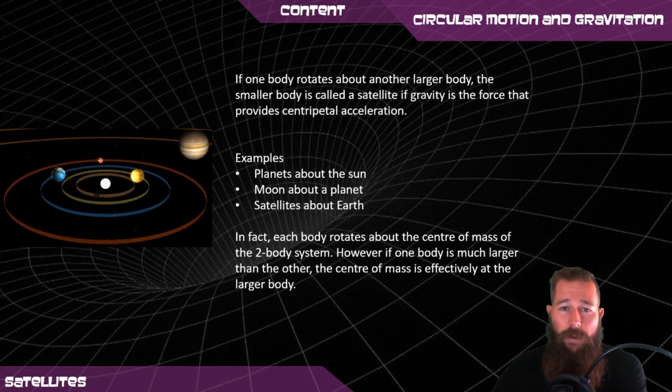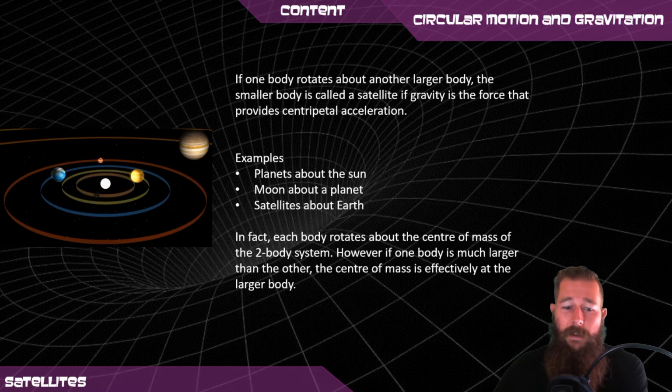If one body rotates around another larger body, the smaller body is called the satellite if gravity is the force that's acting on them. Examples include planets around the Sun, our Moon around the Earth, but also man-made satellites around the Earth as well.